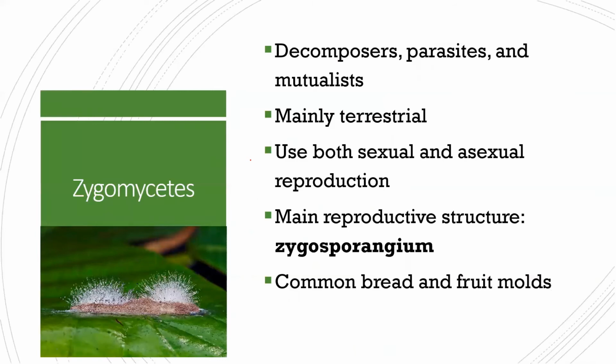So now let's look at Zygomycetes. These are decomposers, parasites, and mutualists. They're mainly terrestrial. They are, again, both sexual and asexual reproduction. Their main reproductive structure is called the zygosporangium, and this is also the common bread and fruit molds that we battle with all the time.